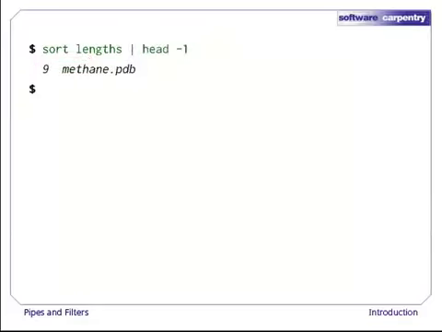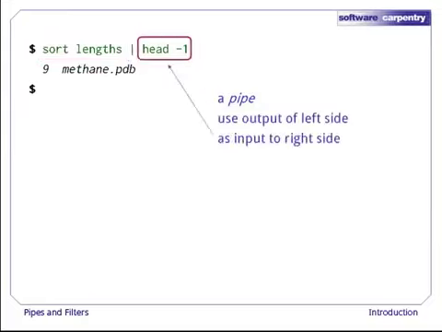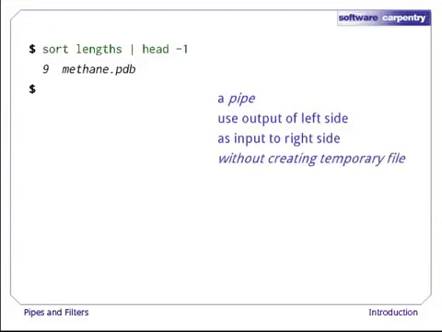Let's start by getting rid of the sorted-lengths file by running the sort and head commands together. That vertical bar between them is called a pipe. It tells the shell that we want to take the output of the command on the left and use it as the input to the command on the right, without explicitly creating a temporary file.